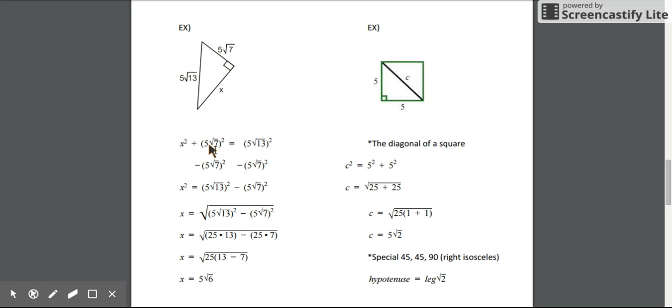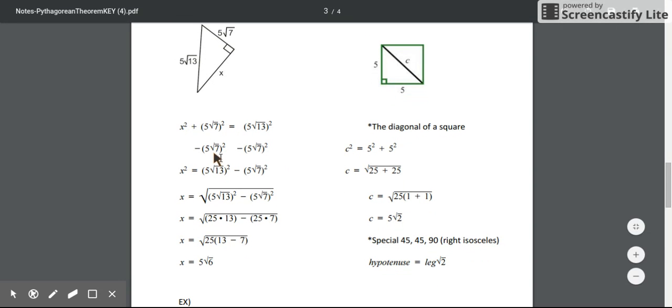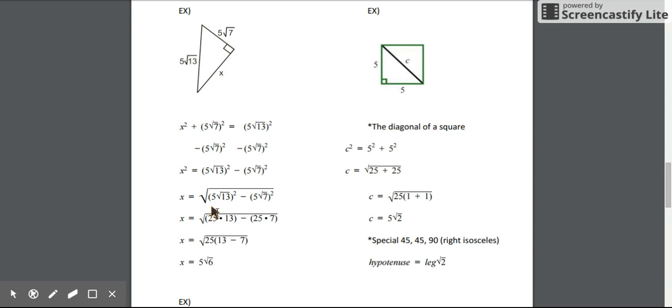And once again, we could simplify first and then move stuff around and solve. But once again, I'm just going to show you more tricks that we can do. If I move or subtract 5 times the square root of 7 squared to the other side, and then square root both sides to solve for x, then we're trying to simplify this. And we can actually do this all in our heads. So 5 squared is 25. The square root of 13 squared is 13. So this value is 25 times 13.